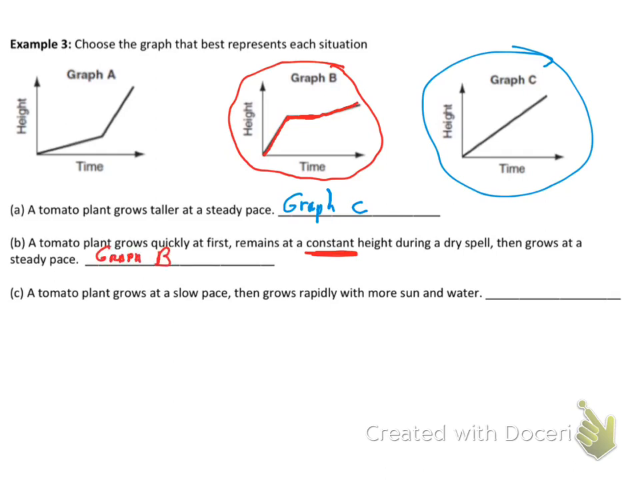And then, obviously, by order of elimination, we know that graph A is going to be the last story, but let's see why. A tomato plant grows at a slow pace, and then grows rapidly with more sun and water. So if you'll notice this line is just going up at a slow and steady pace. It then gets a lot steeper here, which means that it's getting taller over a smaller amount of time. So that's why that one is graph, oh, I'm sorry, not graph C. Wrong. Graph A. Okay? So those are how you analyze story graphs.